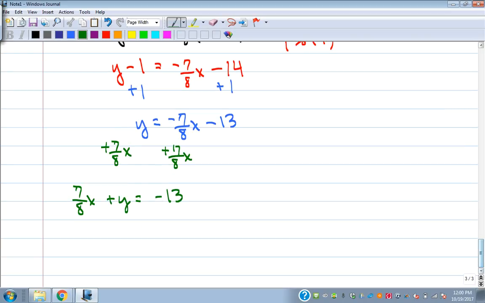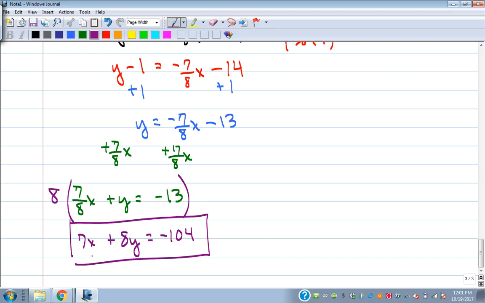What do we got to do to get rid of that fraction? Multiply by the only denominator we have, 8. So that should be 7x plus 8y. 8 times 13. How much? 104? Should be negative, right? The number in front of x is not negative, so I don't even need to think about the "or." Just stop there. Okay.